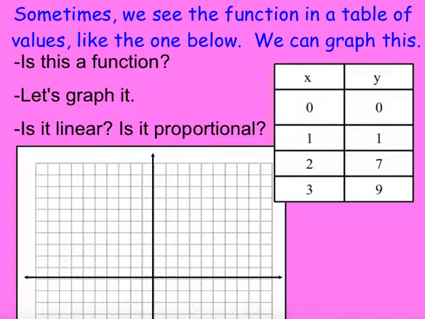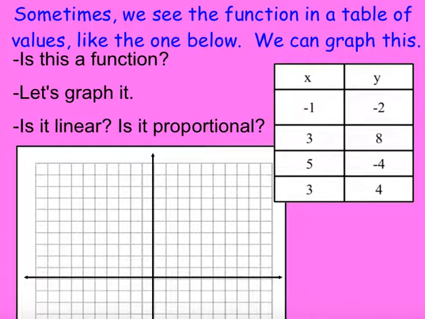Let's try another one. 0, 0, 1, 1, 2, 7, and 3, 9. Now I would say, yes, this is a function. We're good to go there. The question is, is it linear? Is it proportional? So 0, 0, 1, 1, 2, 7, and 3, 9. Now this curve, this is not linear. So, is it proportional? No. Although it goes through the origin, 0, 0, it is not linear, so this is not proportional.